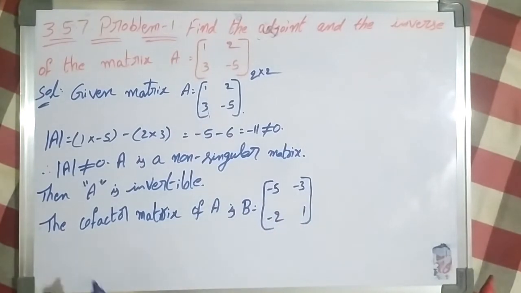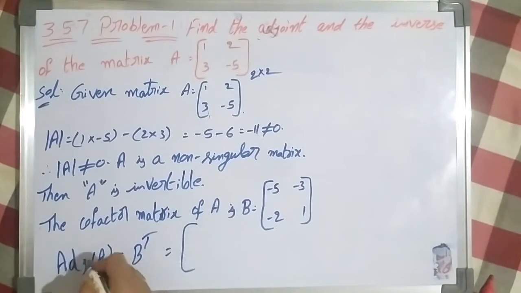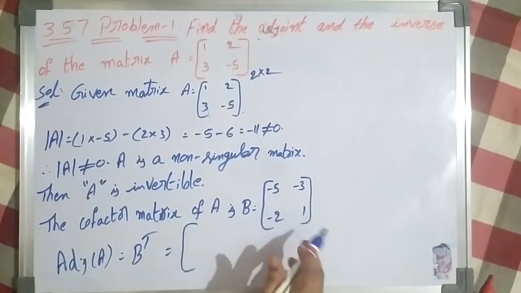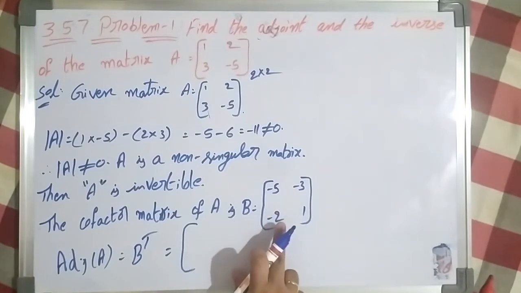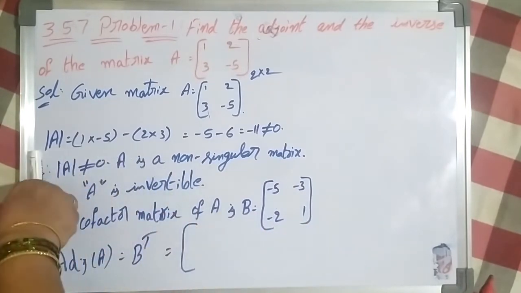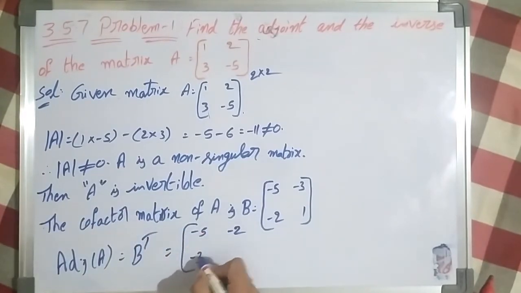Then we have to find the adjoint of A. Adjoint of A is equal to B transpose. Transpose of a matrix means we have to interchange the rows into columns and columns into rows. Then we get minus 5, minus 2, minus 3, 1. This is the adjoint of the matrix.